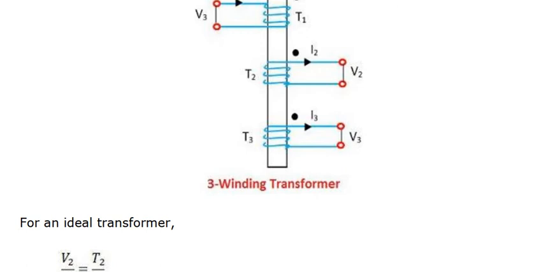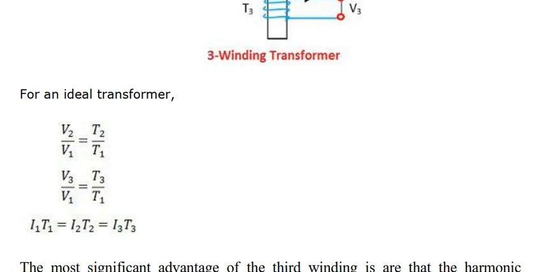This schematic diagram is for tertiary winding. Subscripts 1, 2 and 3 are used to indicate primary, secondary and tertiary winding respectively. For an ideal transformer, V2 upon V1 is equal to T2 upon T1, V3 upon V1 is equal to T3 upon T1, and I1 T1 is equal to I2 T2 plus I3 T3. Here should be a plus sign.